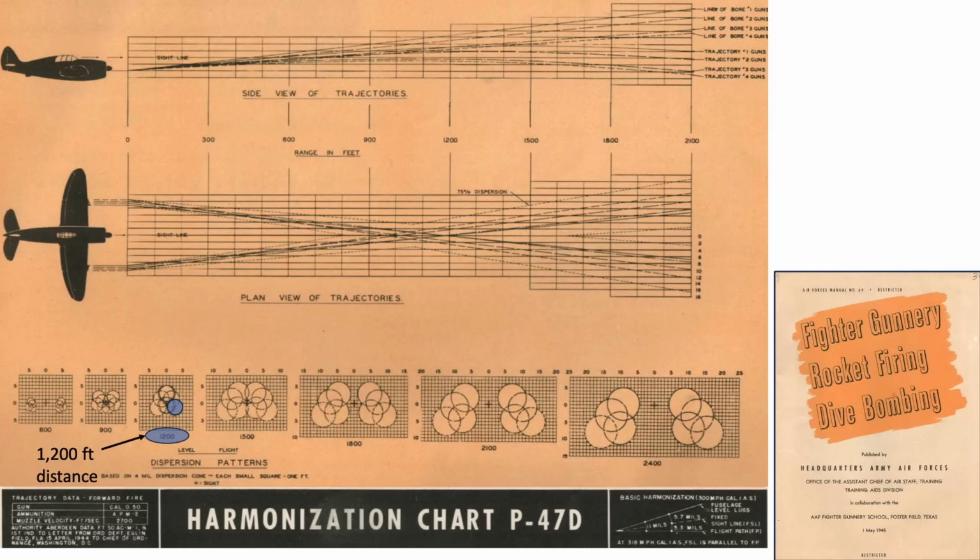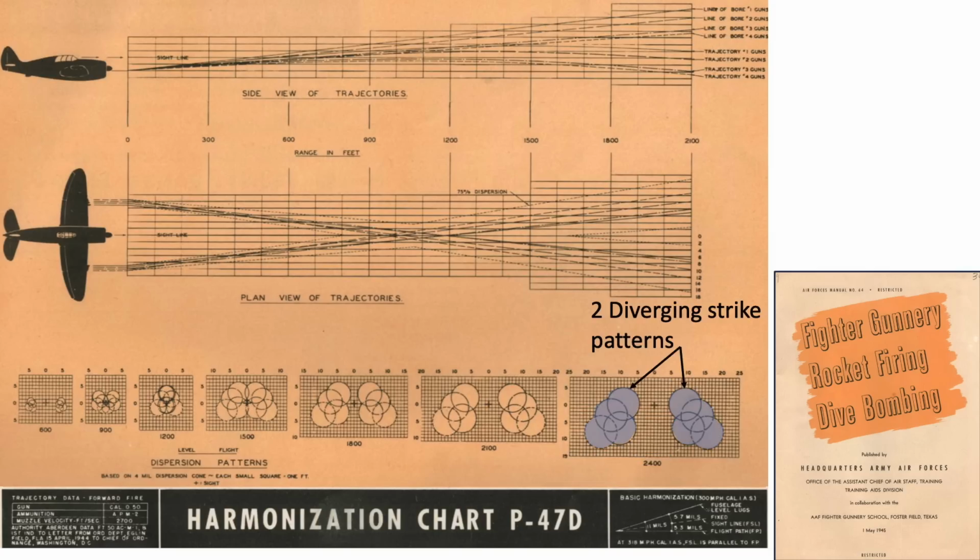At a 1,200-foot distance, the strike area is a circle with a diameter of 4.8 feet. At a 1,800-foot distance, the strike diameter increases to 7.2 feet, and at a 2,400-foot distance, a 9.2-foot diameter circle. Channel observations of the P-47's dispersion patterns.